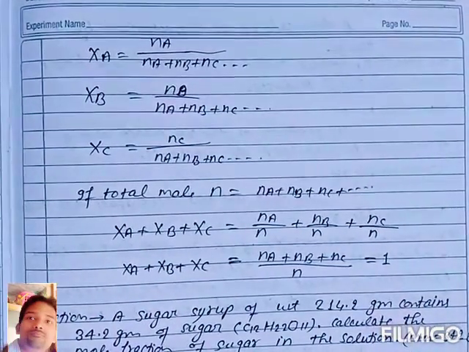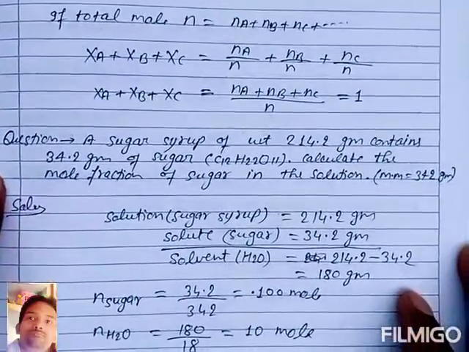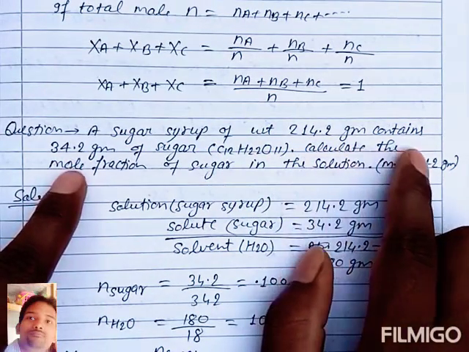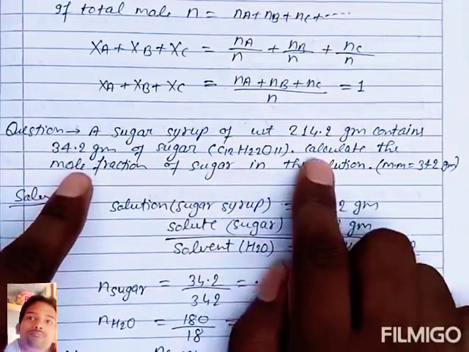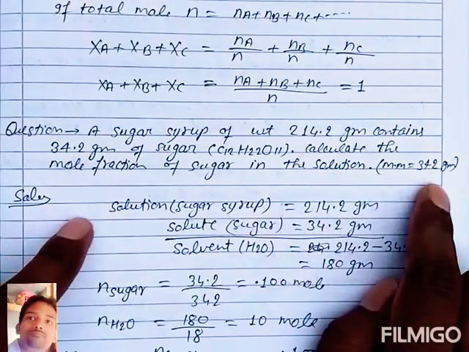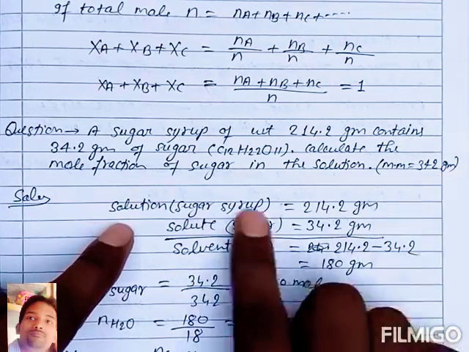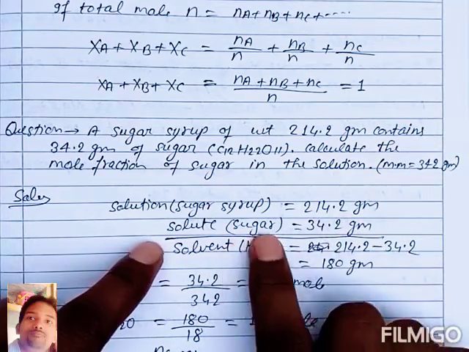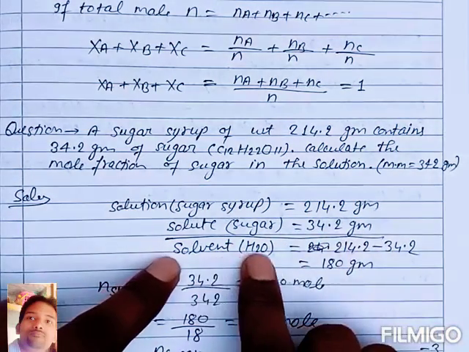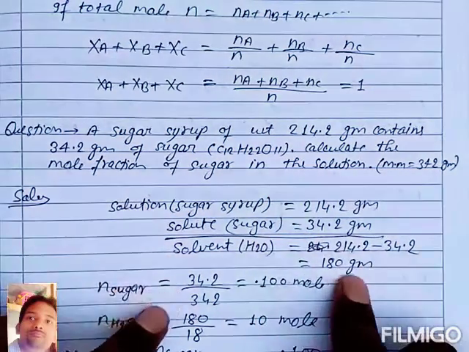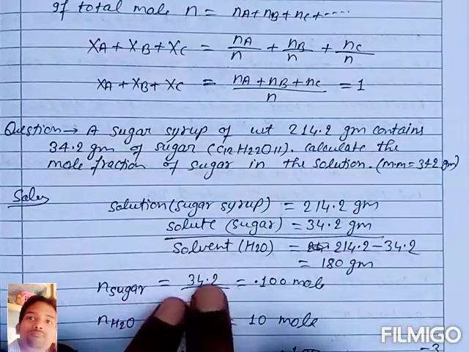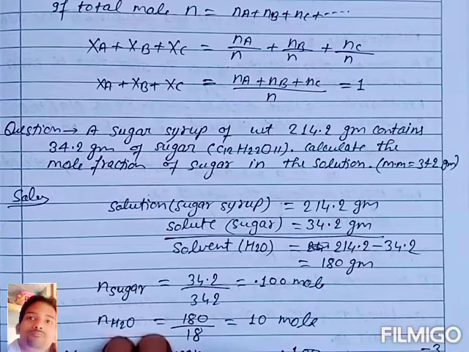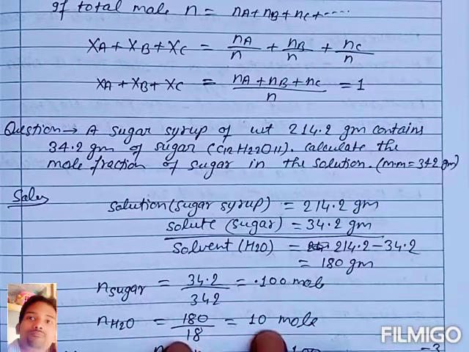Now we are going to discuss a simple question. A sugar syrup of weight 214.2 gram contains 34.2 gram of sugar. Calculate the mole fraction of sugar in the solution. The molar mass of sugar is 342 gram. The solution, sugar syrup, is 214.2 gram and the solute, sugar, is 34.2 gram. So solution minus solute is equal to the solvent, 180 gram. Now moles of sugar is 34.2 divided by 342, which is equal to 0.1 mole, and moles of water is 180 divided by 18, which is equal to 10 mole.